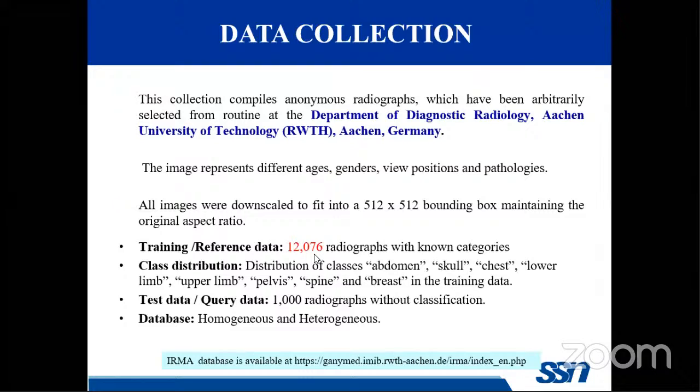For my work, I got the data from my university, Aachen University, where I had only 12,000 images. Out of these 12,000 plus images, 10,000 images were categorized as the training database, and the remaining 2,000 plus were taken for testing. Again, the entire database was split into homogeneous and heterogeneous, because in a PACS environment you will get only heterogeneous images. It's a mixture of all kinds of images.